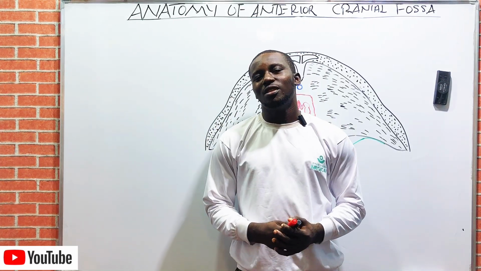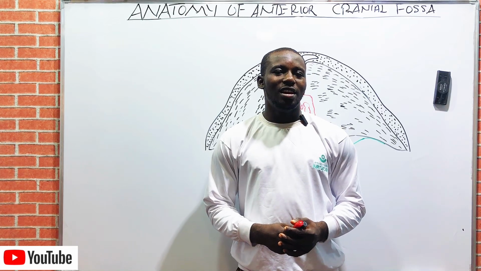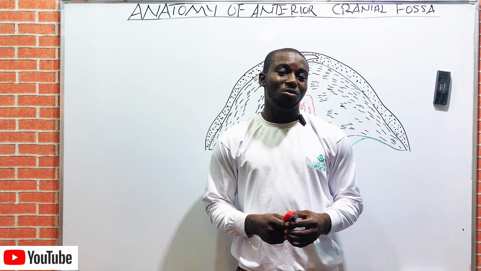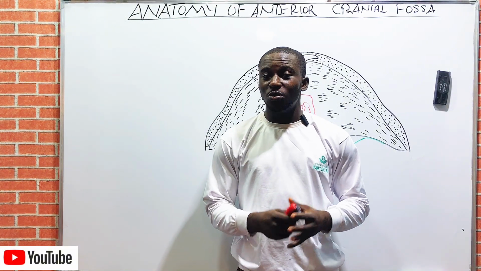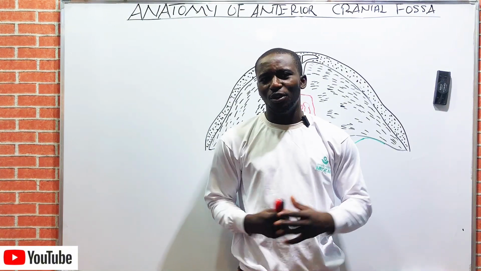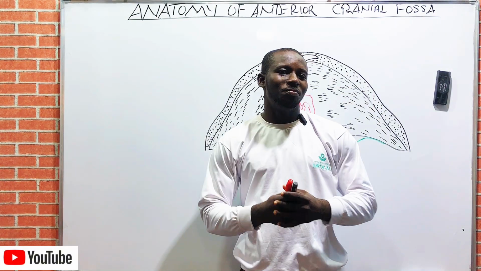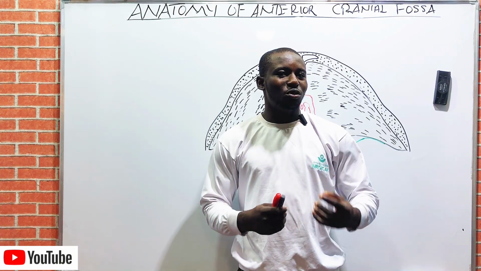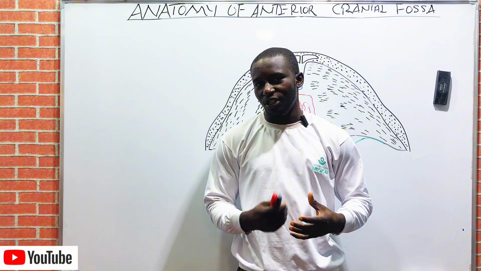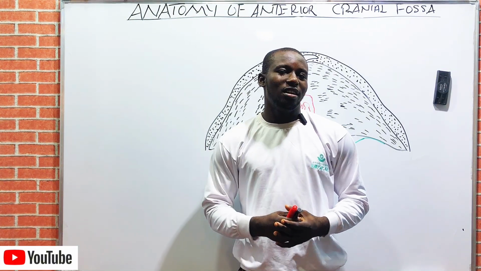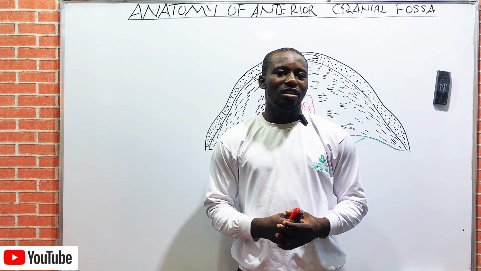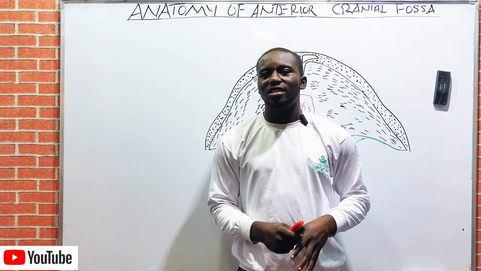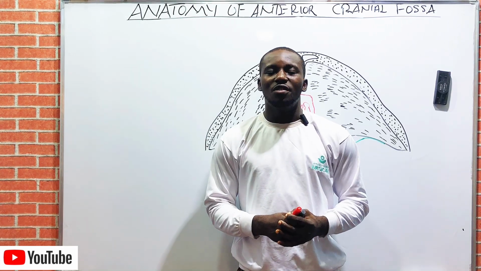On today's video, I'll be treating the anatomy of the anterior cranial fossa. Before we proceed to the class deeply, we are going to be giving a little bit of overview of the cranial cavity. Recall that the cranial cavity is divided into three depressions, or three fossae: the anterior cranial fossa, the posterior cranial fossa, and the middle cranial fossa. But our focus in this class is the anterior cranial fossa.